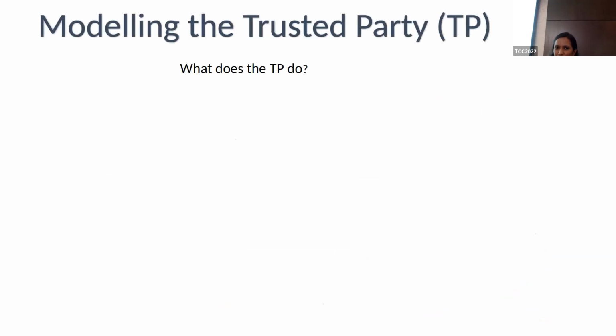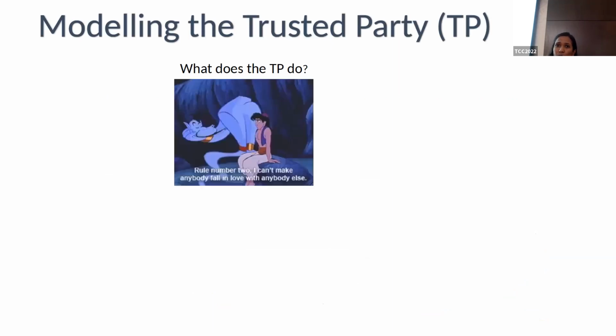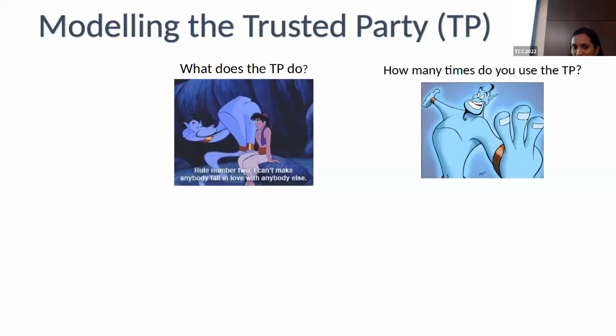So let's try to understand how to model this trusted party or this external help. In our work, we mainly focused on two main dimensions. One is about what kind of computation we make this trusted party do, because we may want to pose some restrictions on the kind of wishes that the genie is granting us. And the other dimension was how many times do we use this trusted party? How many wishes are we getting?